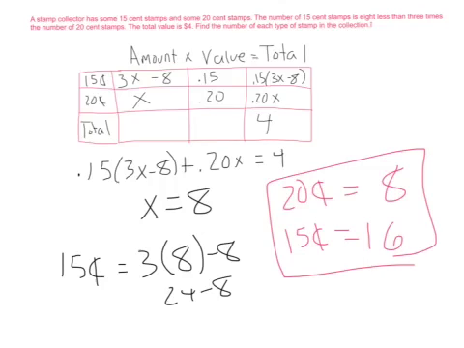Remember, when doing these types of problems, setting up your chart, filling in the information, and then setting up some type of equation to solve is going to be pretty much your easiest route. And remember, our overall setup, we have our amount times our value equals our total. We've got our different types and our total on the side. Then we're multiplying across, and then we're adding to equal our total down here.